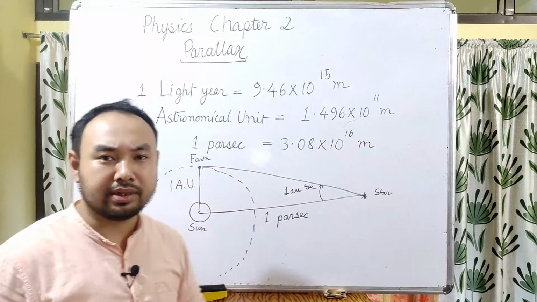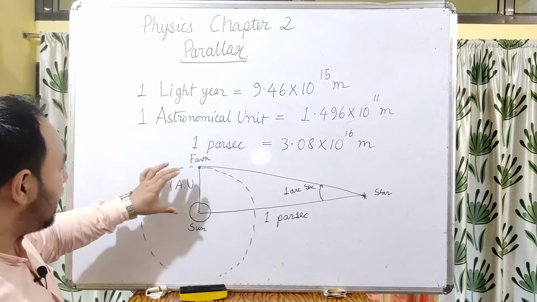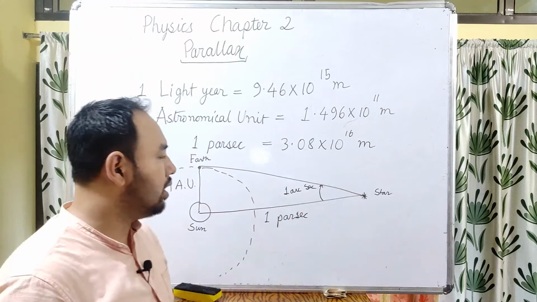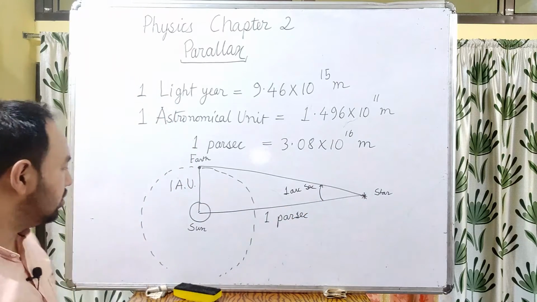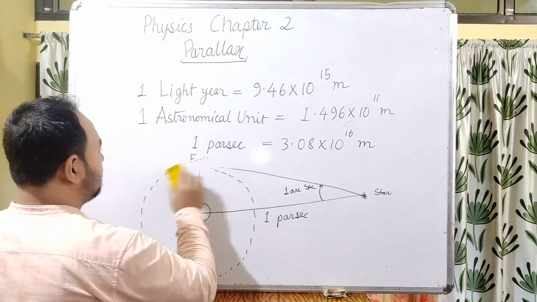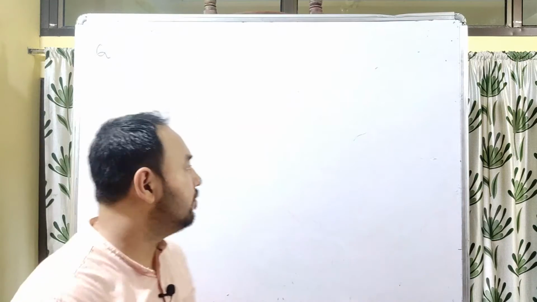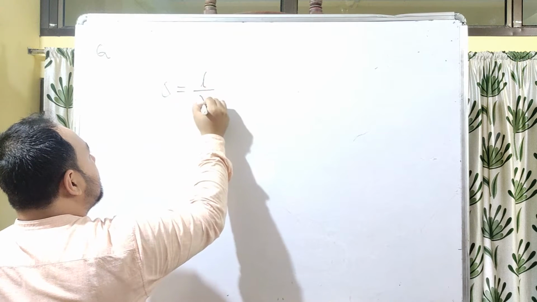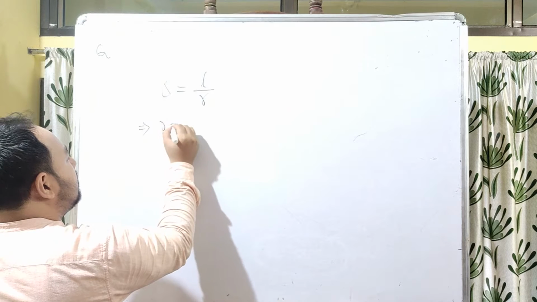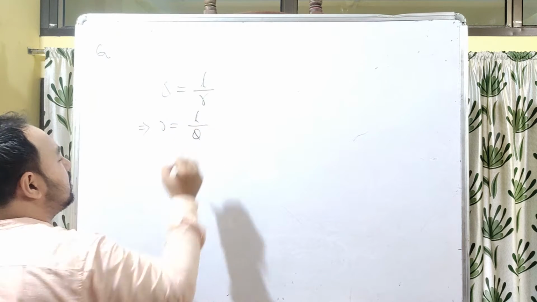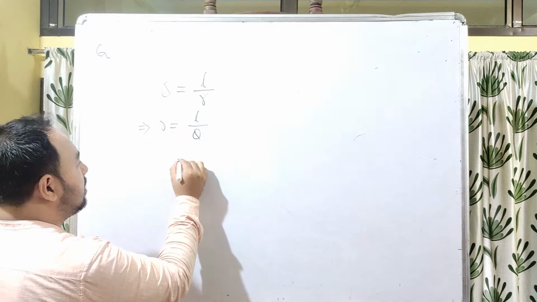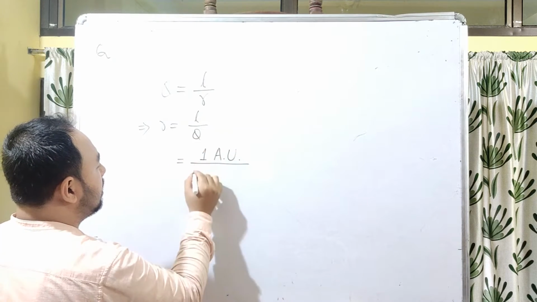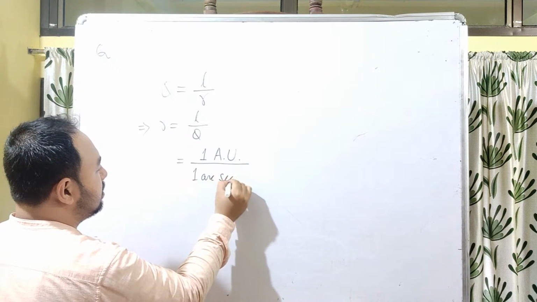So we can define 1 parsec as the distance at which an arc of 1 astronomical unit subtends an angle of 1 arc second. Let us now calculate the value of 1 parsec. As we have seen earlier, theta is equal to L by r. From here we get radius is equal to L by theta. So what is the value of L? L is 1 astronomical unit and theta is 1 arc second.